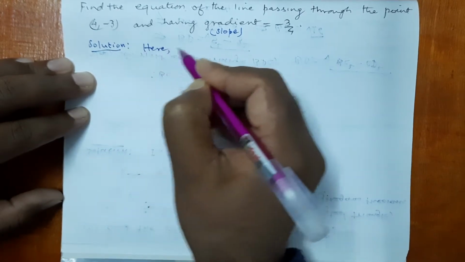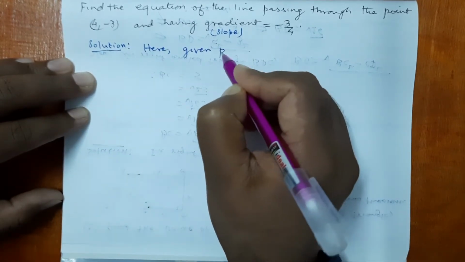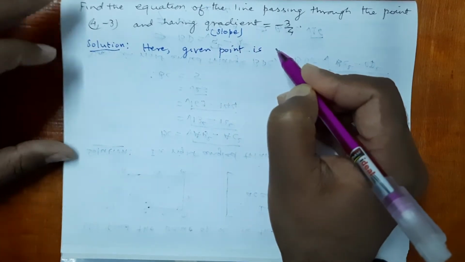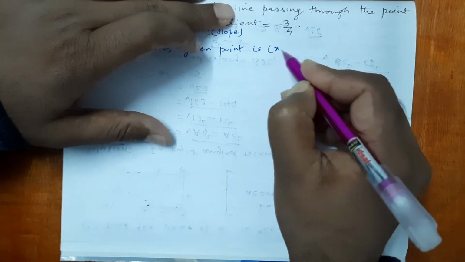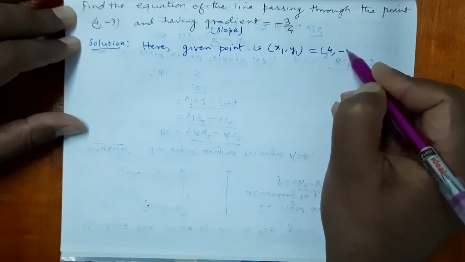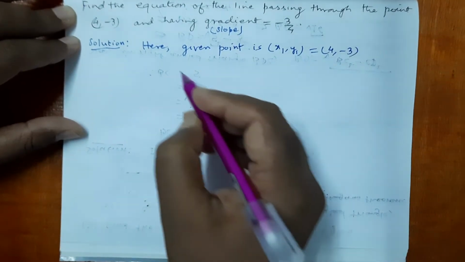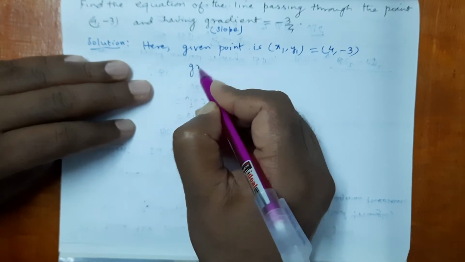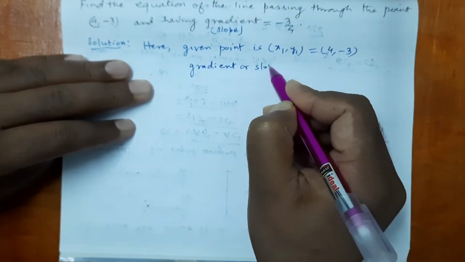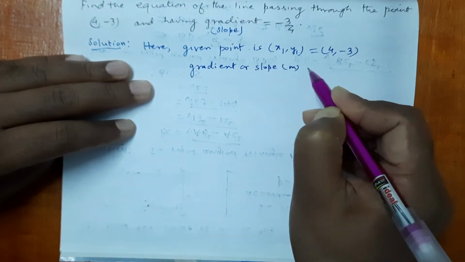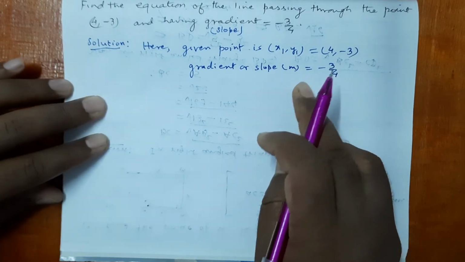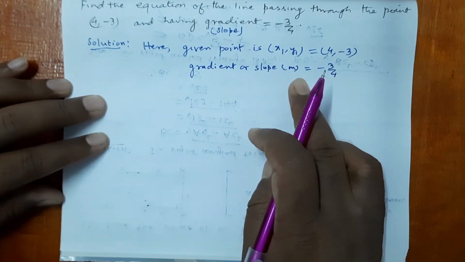Here the given point (x1, y1) equals (4, -3), and the slope, gradient, m equals -3/4. So if a point is given and slope m is given, then we use point slope form.